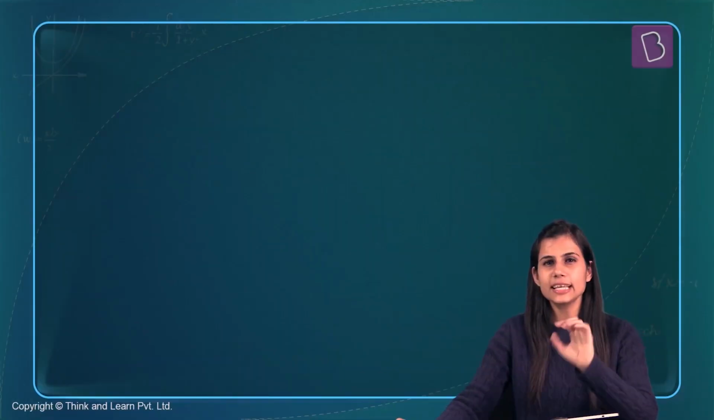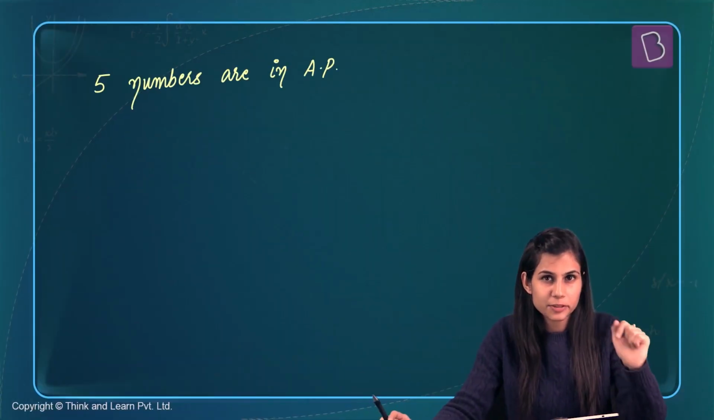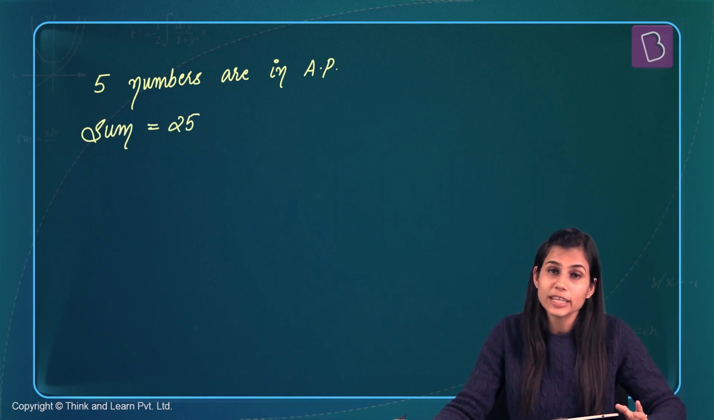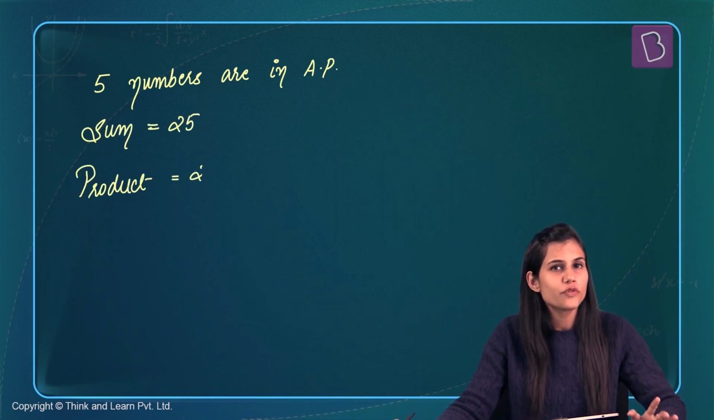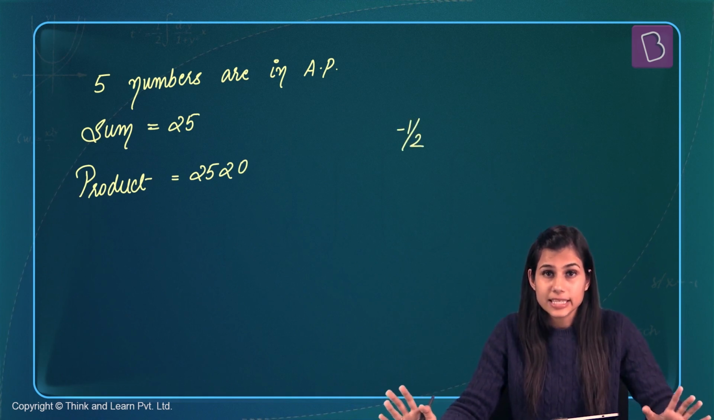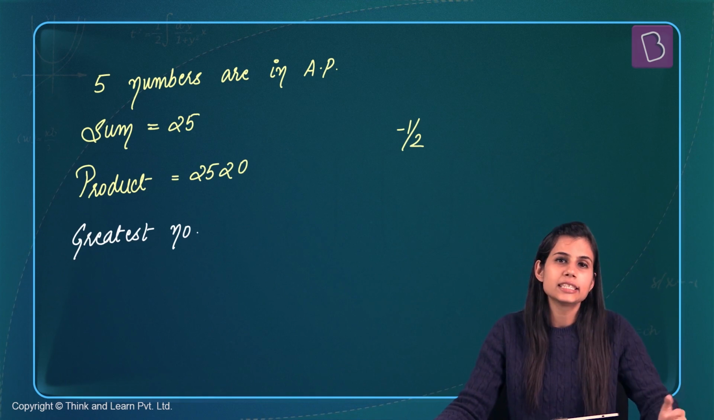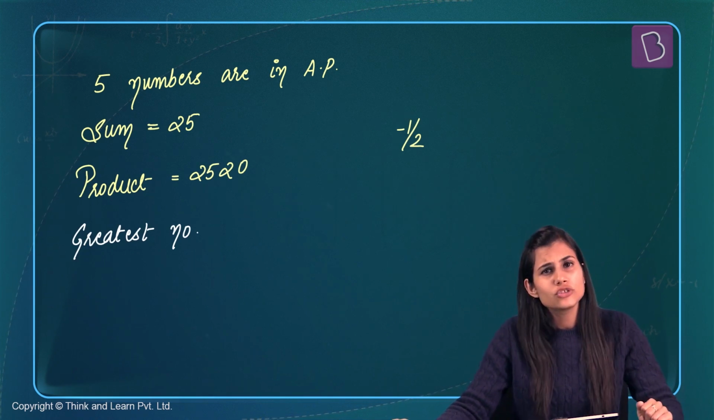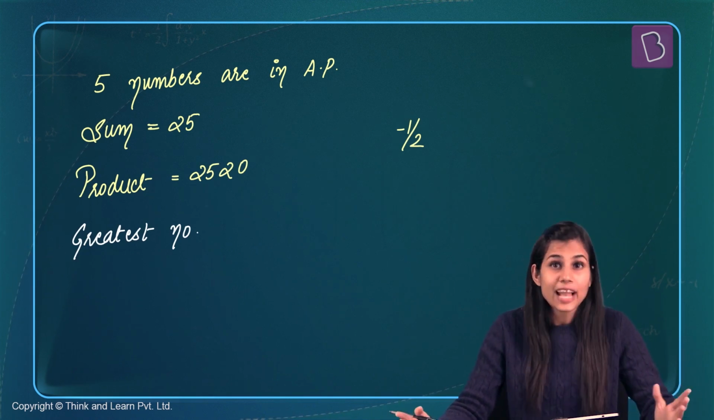So coming from sequence and series is the next question. It says 5 numbers are in AP, that is arithmetic progression, such that their sum is 25 and their product is 2520. If one of the numbers out of these 5 numbers is minus half, find out the greatest number out of these 5. So of course the question is asking us to decode the A and the D.